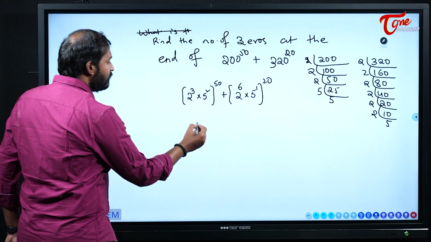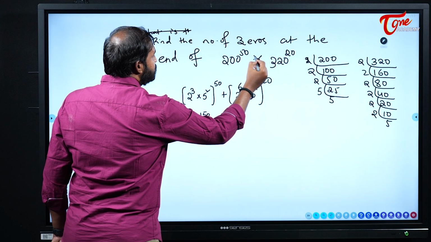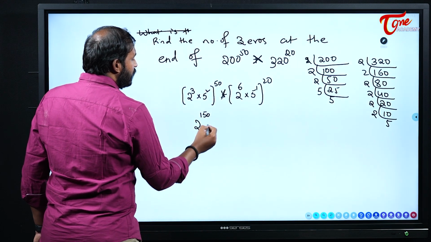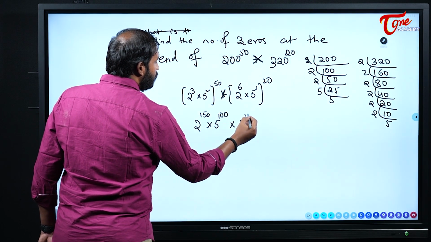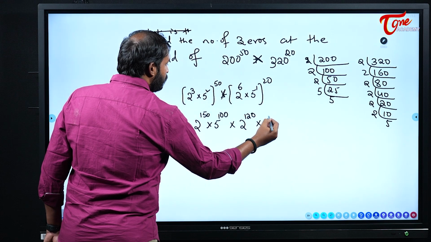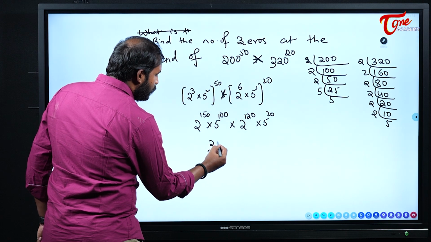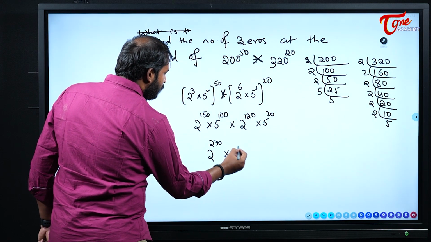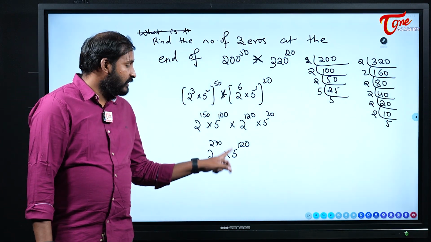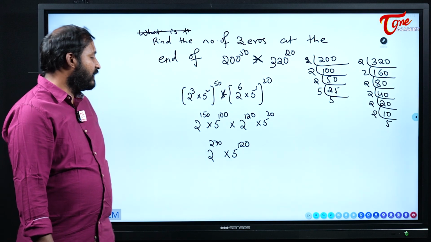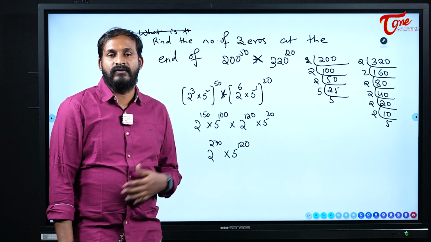When I multiply this, what will I get here? 2 to the power of 150 into 5 to the power of 100 into 2 to the power of 120 into 5 to the power of 20. When you add all these, what you get at last is 2 to the power of 270 into 5 to the power of 120. Now, from this, how many pairs of 2 and 5 can we make? We can make only 120 pairs of 2 and 5.